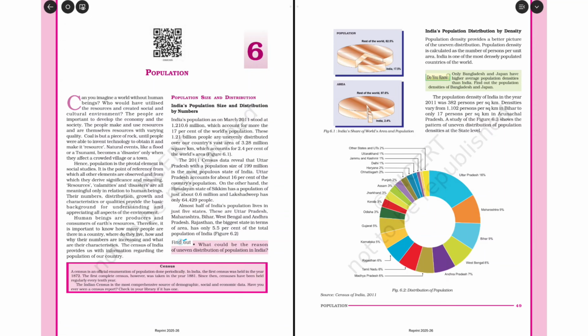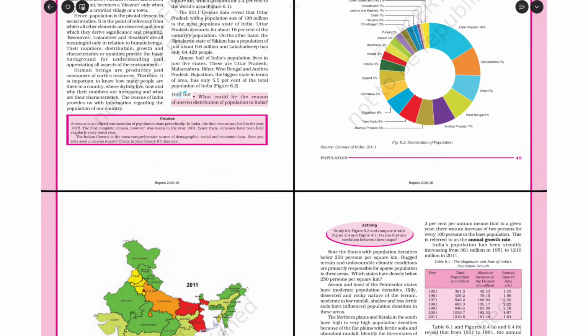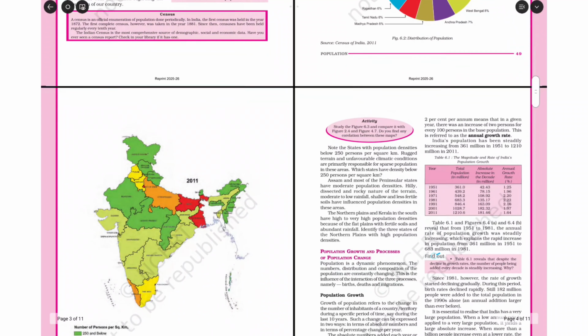It says, activity. Note the states with population densities below 250 persons per square kilometer. Rugged terrain and unfavorable climatic conditions are primarily responsible for sparse population in these areas. Which states have density below 250 persons per square kilometer?